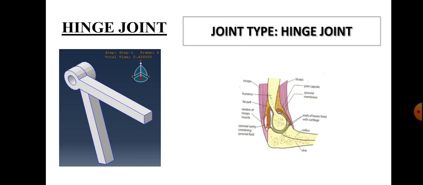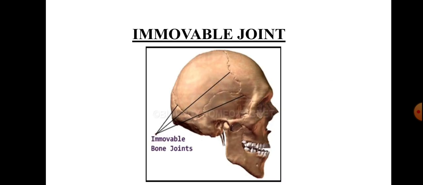Next, fixed joint or immovable joint. The joints in which the bones cannot move are called fixed joints or immovable joints. You see the picture, the skull of the human skeleton. The skull is not movable, so it is an immovable joint. For example, the bones in the skull are joined between the upper jaw and the rest of the skull. These are the joints: ball and socket joint, pivotal joint, hinge joint, and fixed joint.